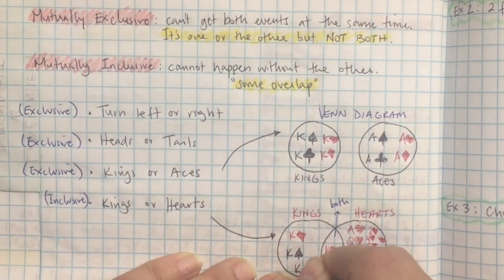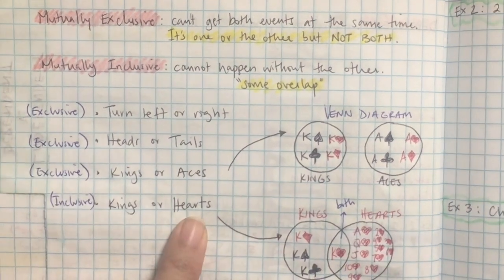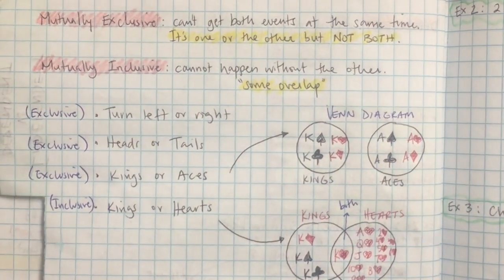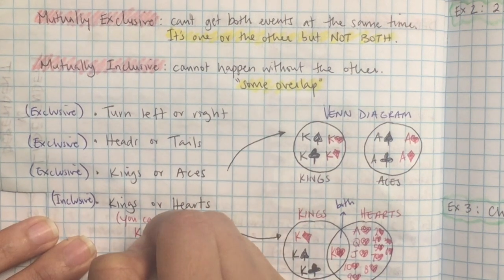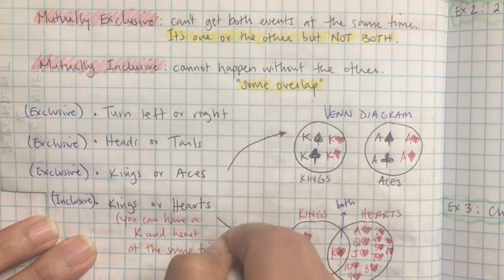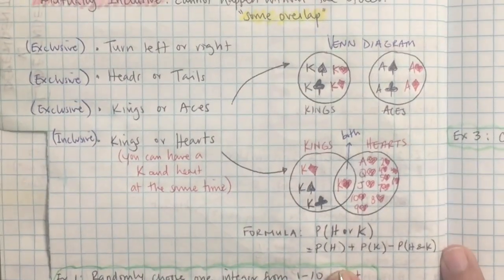So again, the one that's in both is right in the middle because it's in both circles. The ones that are not in either one are in the circles that are by themselves. So kings and hearts, you can have both a king and a heart at the same time. That's why it's inclusive. So you need to know the difference between exclusive and inclusive. Inclusive, there's an overlap because you can have them at the same time.